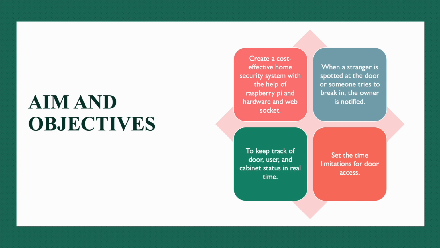What are the aim and objectives of our project? The aim of our project is to develop a cost efficient home system using a Raspberry Pi and related hardware. We're going to talk about the hardware in later slides, and we're going to use WebSocket for remote access. So you don't have to worry about who is there, or if you need to provide remote access to your home to people you want, we can use the WebSocket for that purpose.